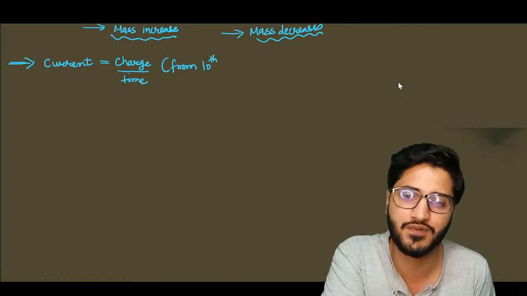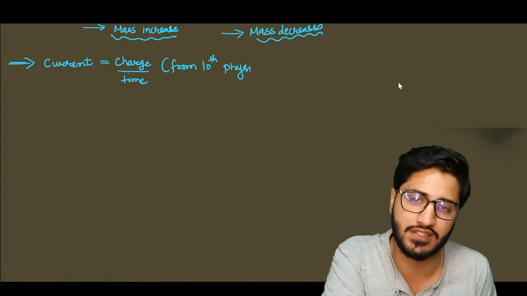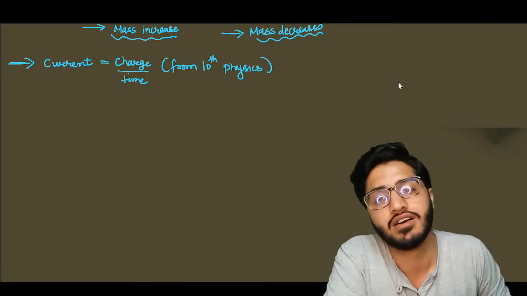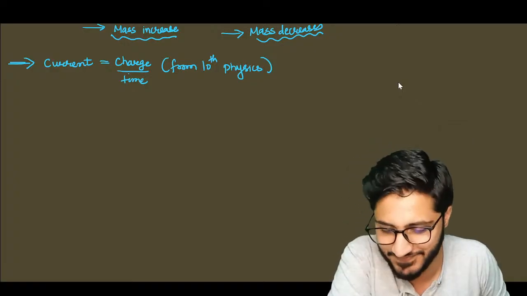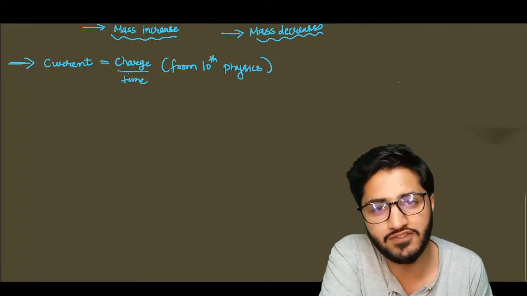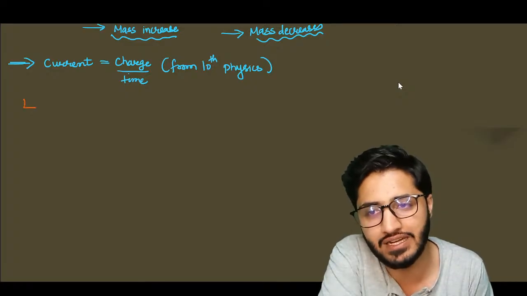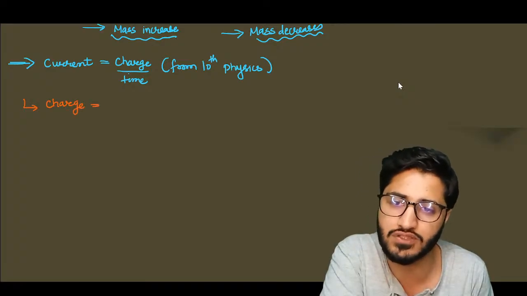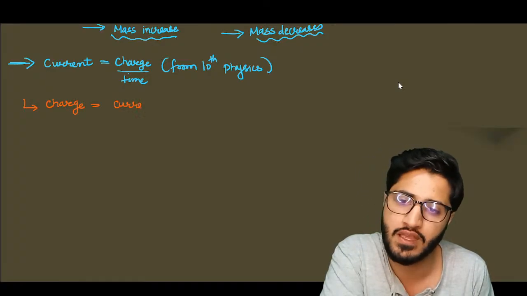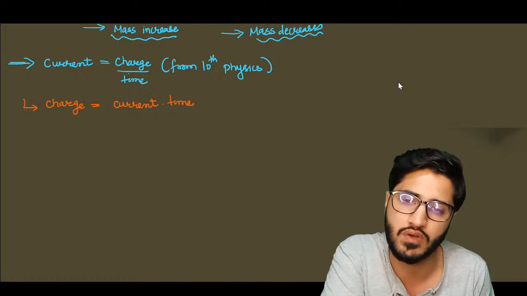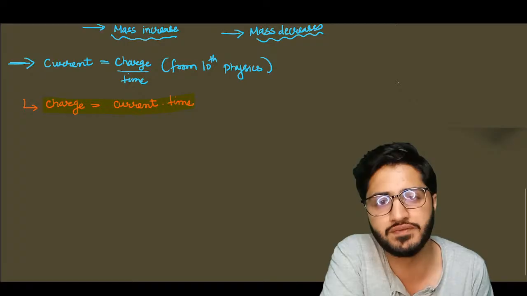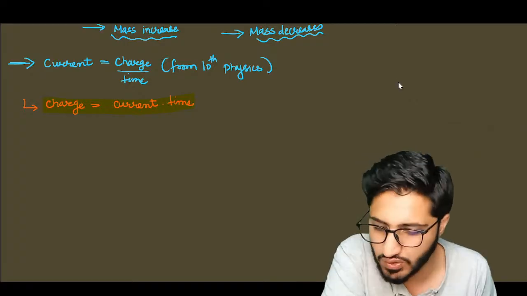From 10th physics, okay. We know these things, right? Sir, what is current? Current means charge flow per unit time. Done now. So by this formula, can we write that the charge will be equal to current into time? I guess we can write this basic equation of charge: charge equals current into time.